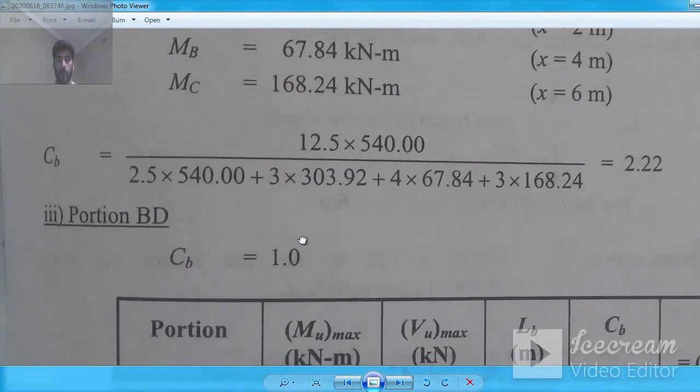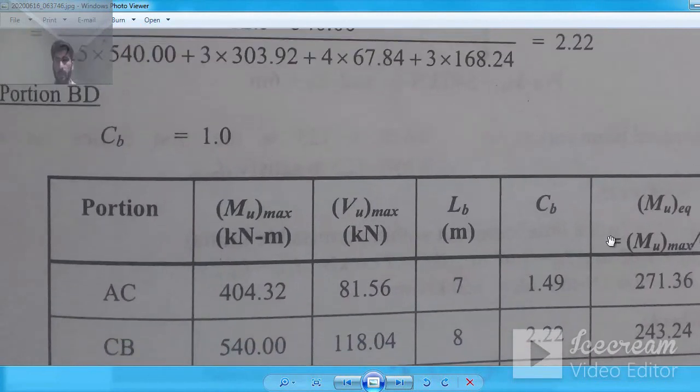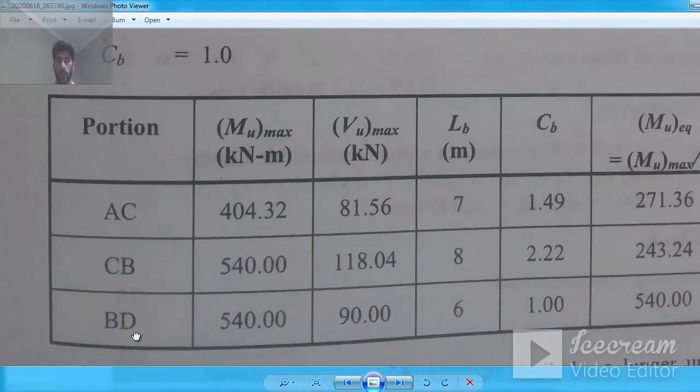Now what they did basically, they made a table to show you the variation of the span length versus moment versus shear. Here you see your portions, your maximum moments, your maximum shears, your LB, your CB value, and this is your moment capacity. Now this table is very interesting. You see the effect of LB over CB, and the effect of both CB and LB on the strength of a beam section for a portion.